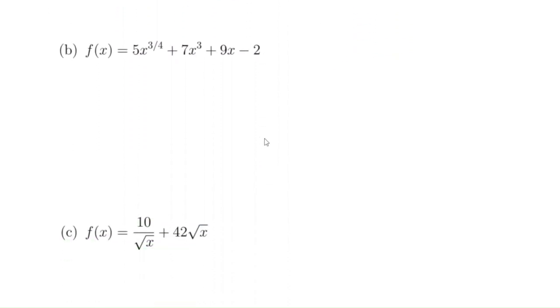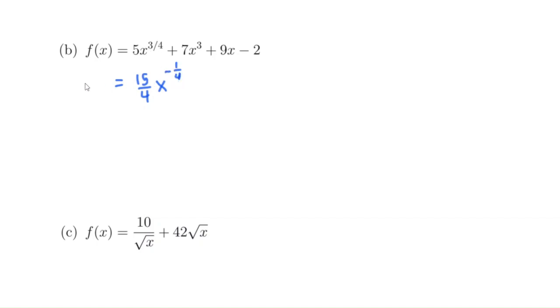Okay, what about this? Now, this is not quite a polynomial here in part B, because for a polynomial, you need to have whole number exponents. This part on the end here would be a polynomial, but we're also including this. So what is the derivative? Well, we need to bring the 3/4 down, right? 3/4 times 5, that would actually be 15/4. X to the, well, 3/4 minus 1 would be negative 1/4.